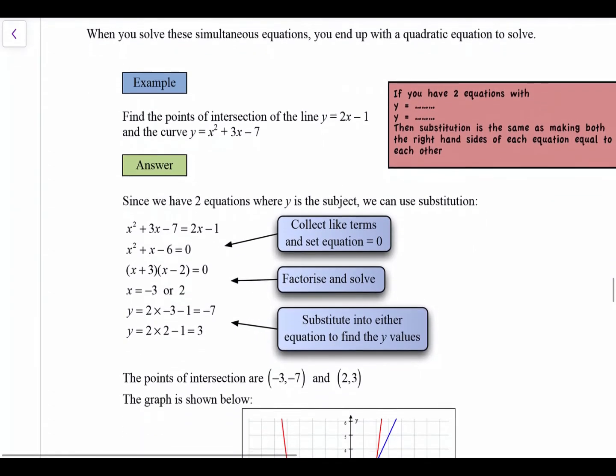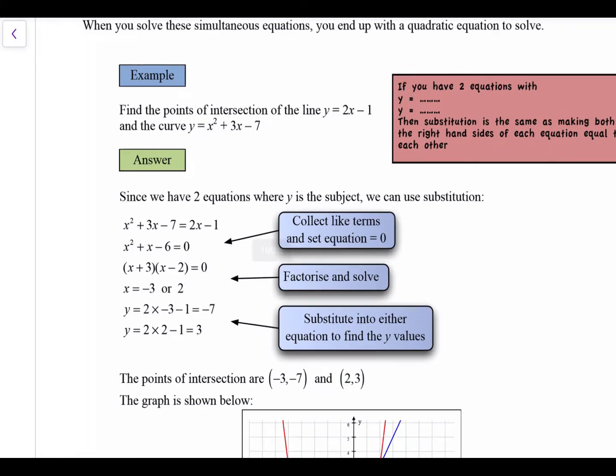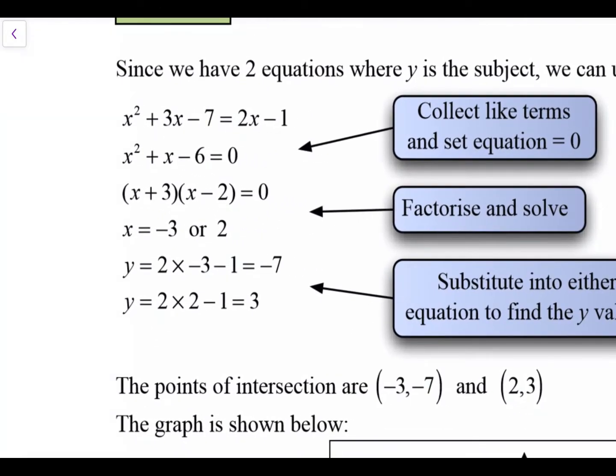And here, both of them are y equals something. So if y equals that and y equals that, then obviously this is equal to this. And that's my first step here. It's kind of the substitution method. So we end up with a quadratic equation, but this one here is in terms of x. So here's our quadratic equation.